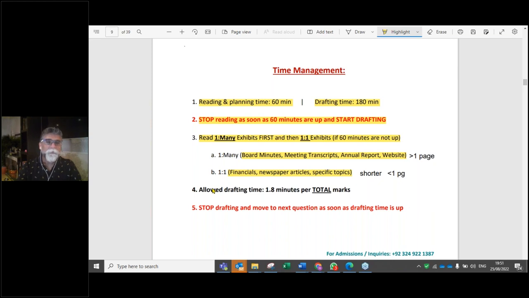I'm just going through some questions. No, Amal, do not read 1:1 exhibits during the first 60 minutes. In the first 60 minutes, just read the first exhibit, which is the overview or the background, and then read 1:many. If there are no 1:many, then just identify which question the 1:1 pertains to and start drafting.